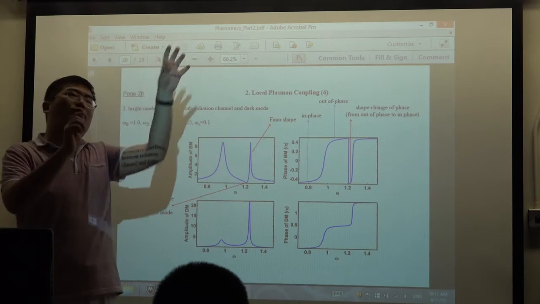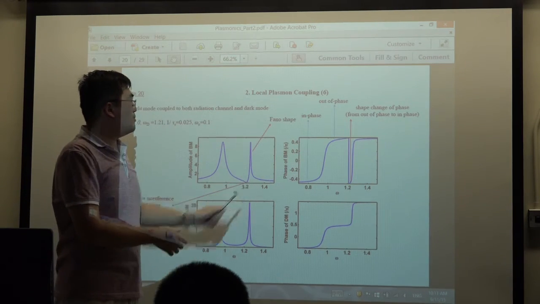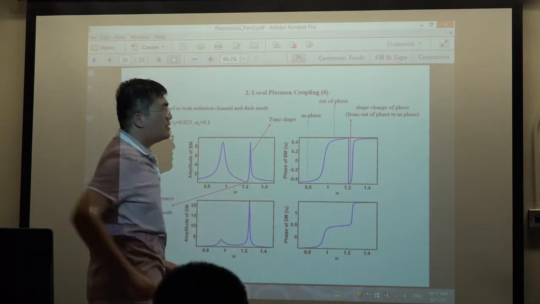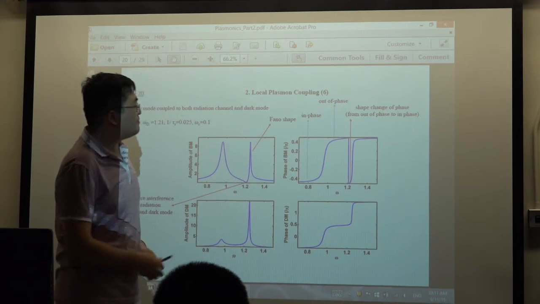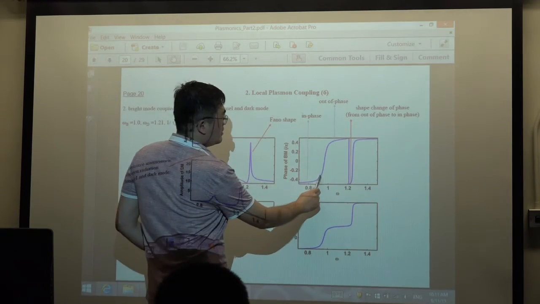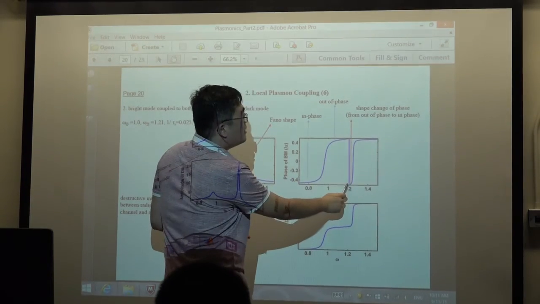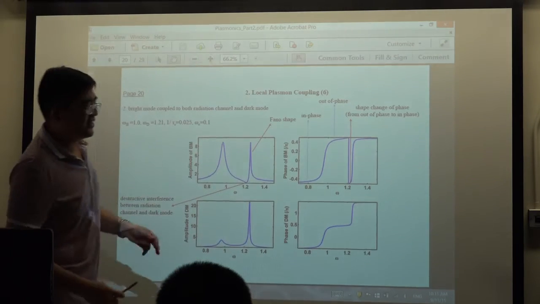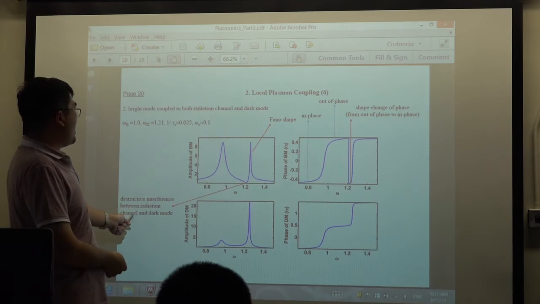I mean, the radiation channel and the dark mode can interfere destructively back to zero. Another very narrow, sharp change, asymmetric. Okay, asymmetric. And the interesting thing is the phase. From in phase to out of phase, which is normal in a Lorentzian, then suddenly in phase, then suddenly out of phase. So a very sharp change. This is just due to the interference between the radiation channel and the dark mode.